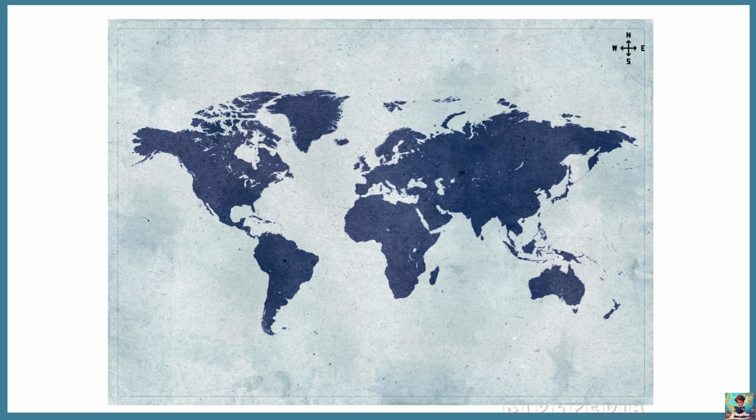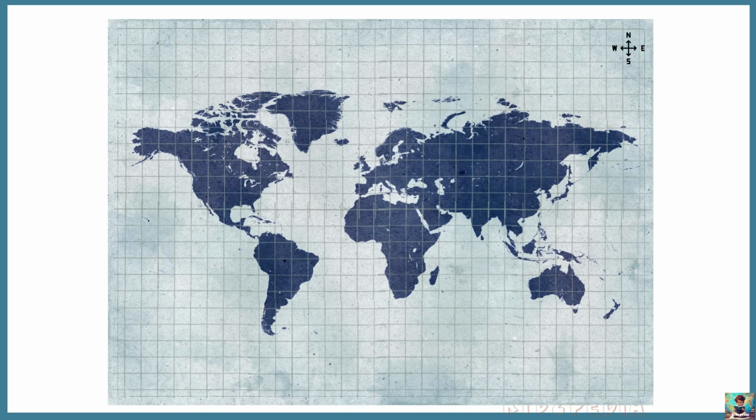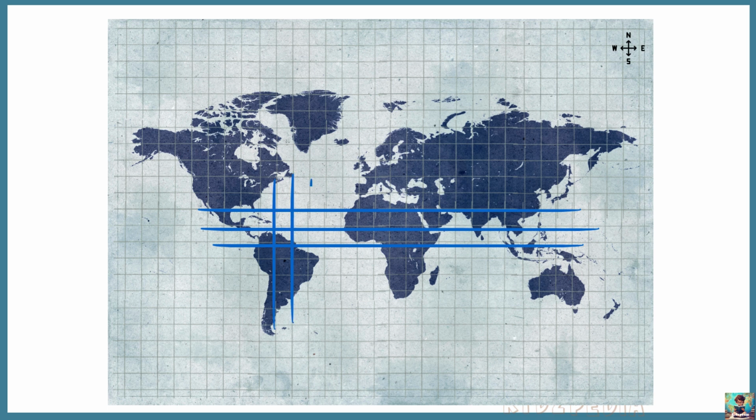So what are grid lines? Grid lines are imaginary lines drawn on a globe or map. They include parallels of latitude, lines that go east to west, and meridians of longitude, lines that go north to south. Together, these lines form a grid, just like the squares on a chessboard or graph paper. This grid helps us find the exact location of any place on earth by giving its two numbers, its latitude and longitude. So grid lines make it easy to locate places on maps and globes.